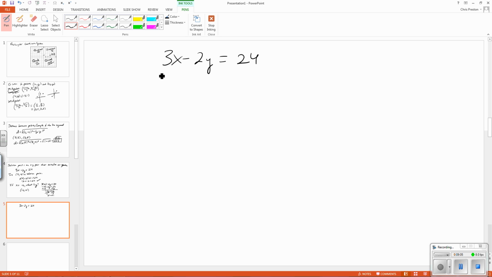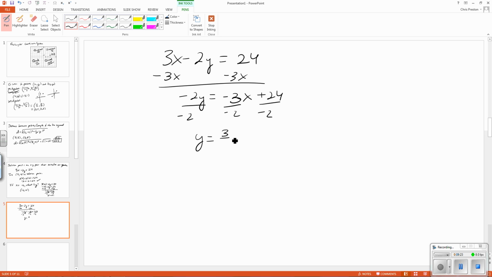So a more convenient way might be to work on getting the y by itself before you start picking values for x. So divide everybody by -2. And we get y equals positive 3/2 x minus 12. And so now, if I wanted to graph this, I could pick some points here.